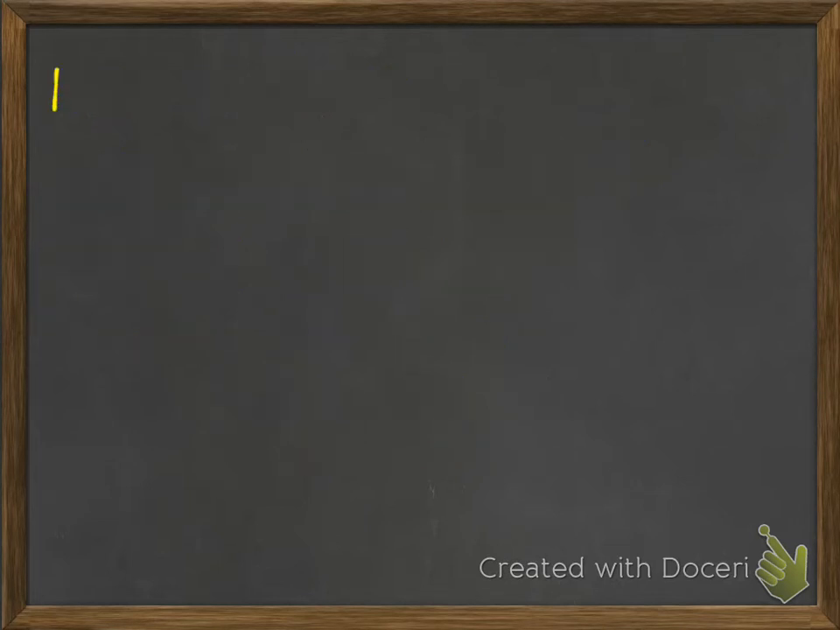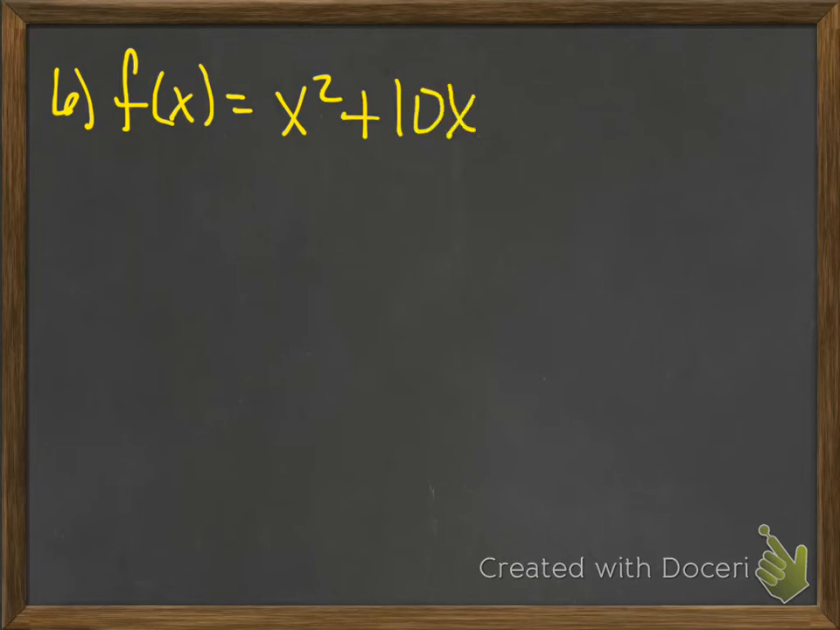Number 6 is the same way. f of x is equal to x squared plus 10x minus 6. But let's say here again, we're going to put here plus blank minus 6 outside with a minus there.